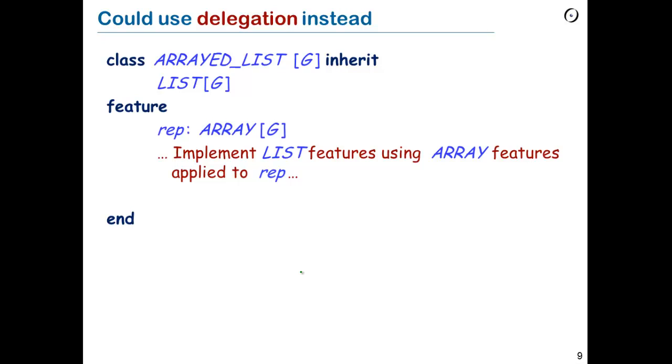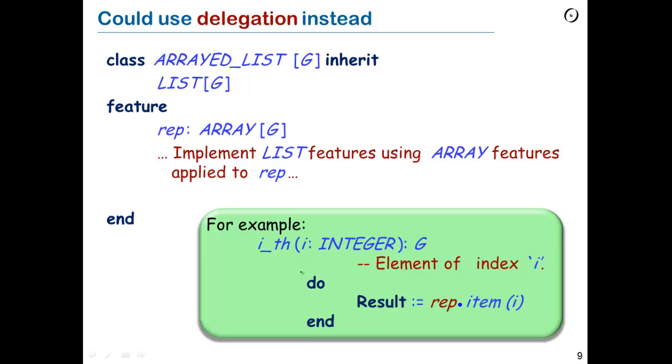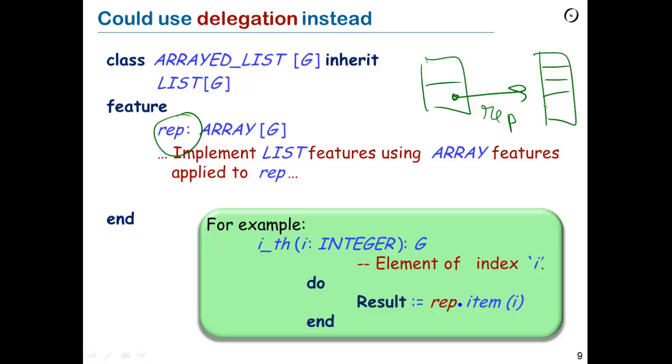The people who don't like it, and it's a respectable trend in object-oriented programming, say, well, we should really use what is known as delegation. What does it mean to have delegation? It means that instead of considering an arrayed list as being a list, we simply say an arrayed list is implemented as a list. So in the implementation of arrayed list, we give it a field, which, as you can see, we call rep in this implementation, and that field is a reference that denotes an array.